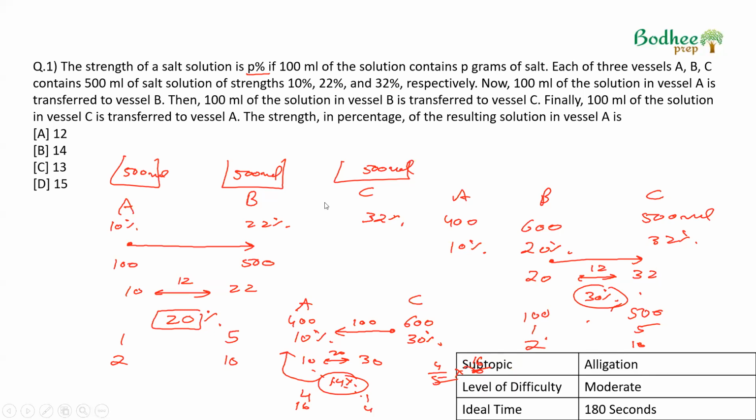Now, in terms of level of difficulty, this would be a moderate sort of a question and should take about 3 minutes to complete. The subtopic here will be alligation. Because we are mixing two solutions one at a time, we can alligate each of them to get the answer. Since it's a 3-step process, it might take a bit of time.